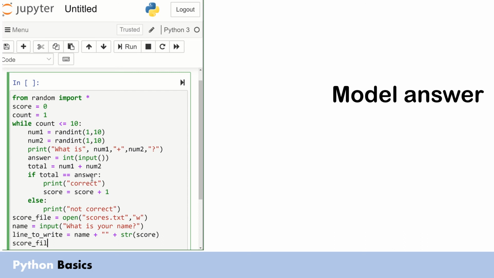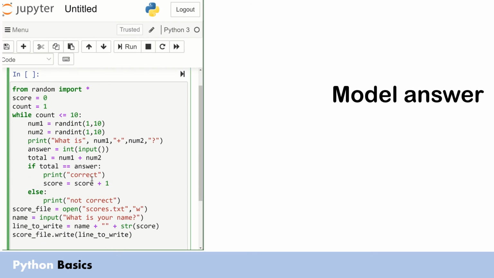So score underscore file dot write, line to write. Now I need to write one line out, so I don't need to worry about new line characters. And then I need to close my file. So score file.close. And there is the full answer.